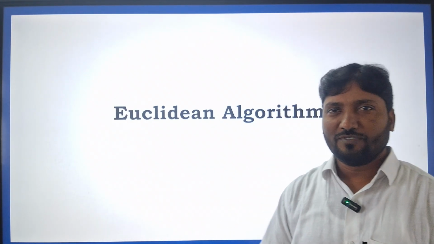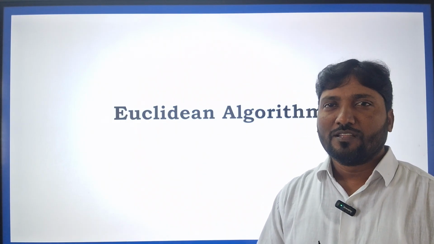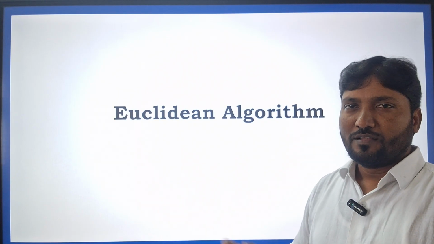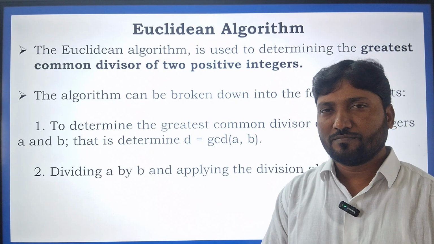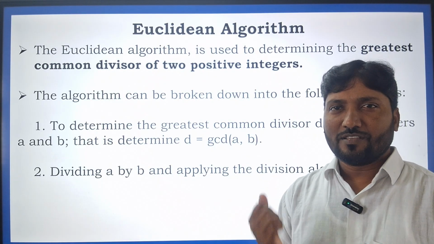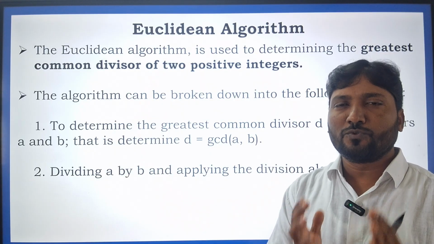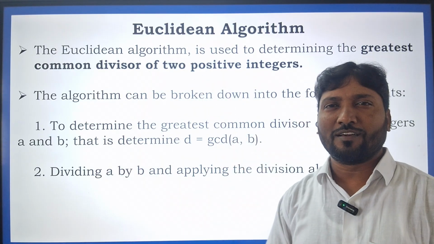In this video we are going to discuss the Euclidean algorithm. Basically, the Euclidean algorithm can be used to determine the greatest common divisor of two positive integers. That is, by using this algorithm we are going to calculate the GCD of two positive integers. Okay, so that is the Euclidean algorithm.